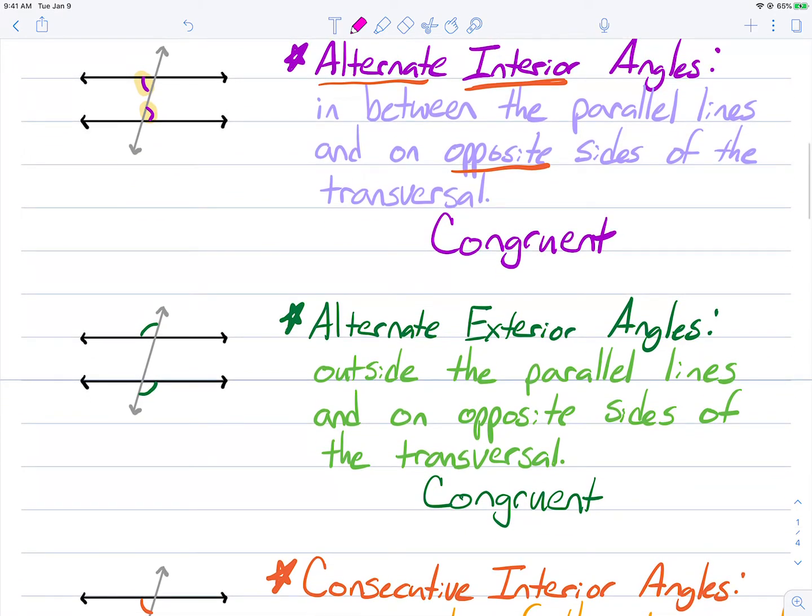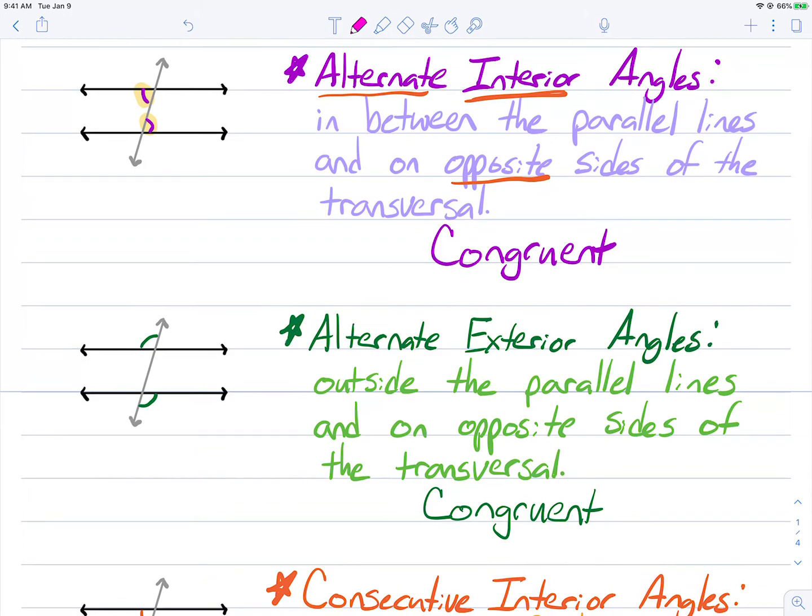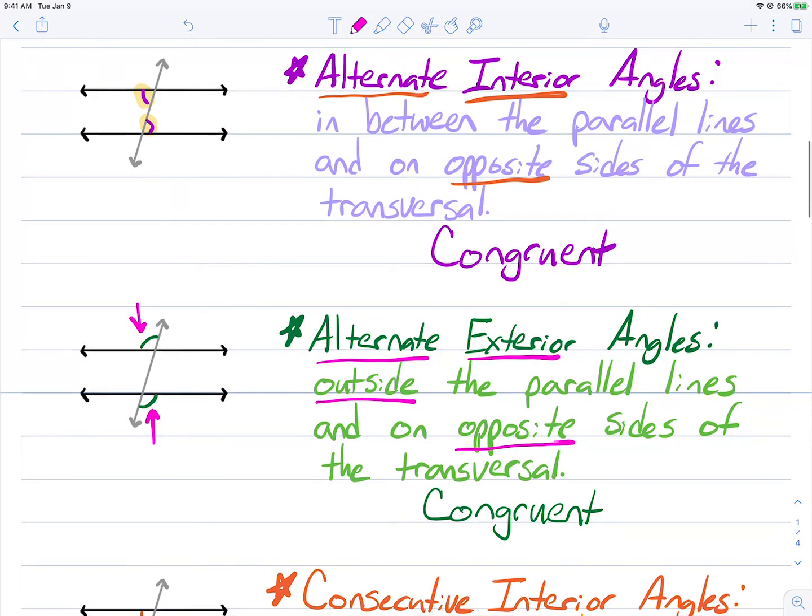Alternate exterior angles. So if you notice the difference between the previous type and this one, the only difference is the word exterior. So now the angles are on the outside of the parallel lines, so you can see they're outside, and they're still on the opposite sides of the transversal. So that's where the exterior is on the outside, alternate is on different sides of the transversal, and they are also congruent. So you could also come across these two angles, upper right and then the bottom left. Those are also alternate exterior angles. They're on the outside of the parallel lines and on opposite sides of the transversal, and they are congruent.